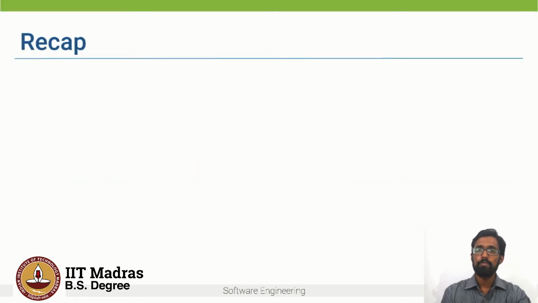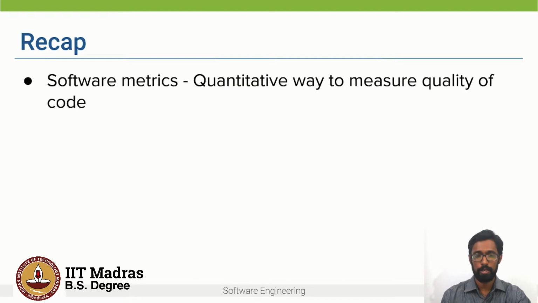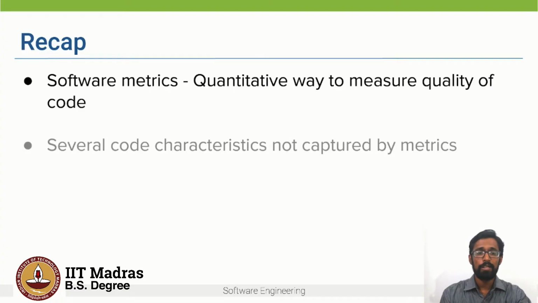In the previous video, we looked at a quantitative way of measuring the quality of our code, right? And this is known as software metrics. However, oftentimes several code characteristics are not captured by such quantitative metrics.